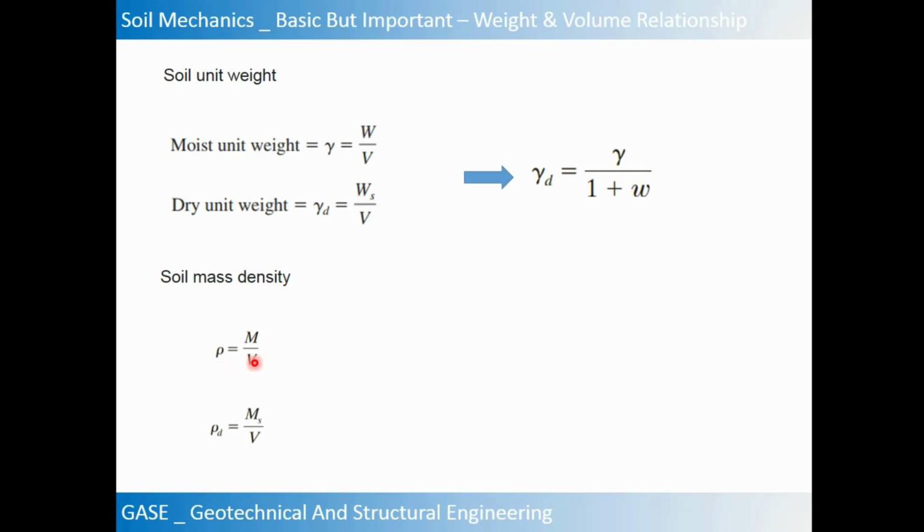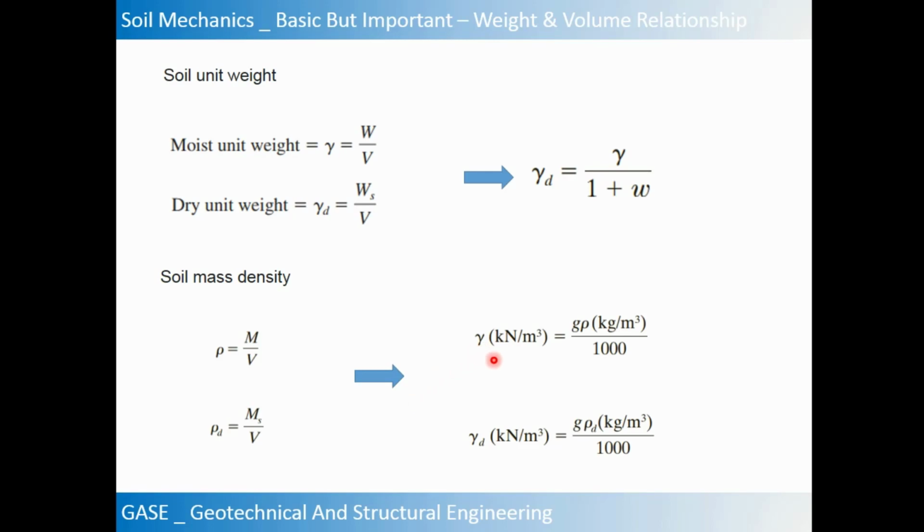The soil density is the ratio of the mass of the soil to the total volume of the soil specimen. And also we have the definition of the dry soil mass density. This means that we take out all the water from the specimen, and the weight here is only the weight of the soil solid, or the solid soil.